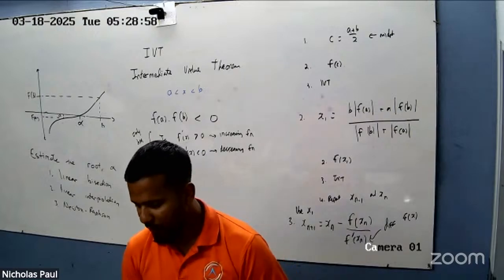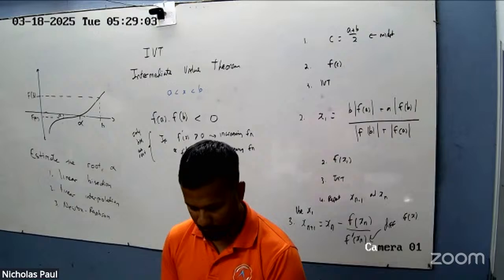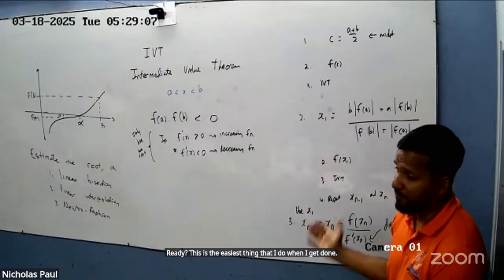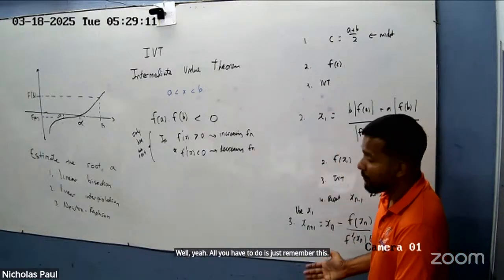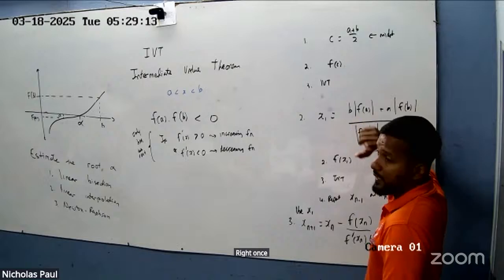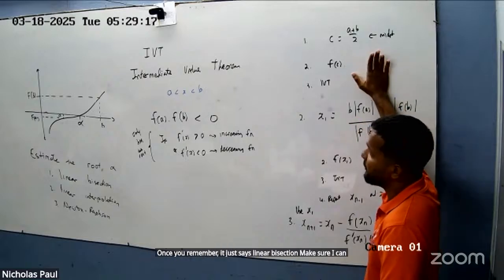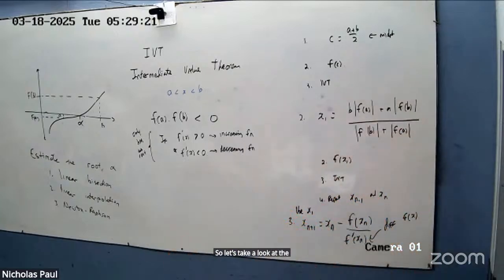So let's try a few now. Ready? This is the easiest thing that I'm going to give you. All you have to do is just remember this. Once you remember, if they say linear bisection, we should follow these steps. I like to use a table method, right? So let's take a look at these examples.